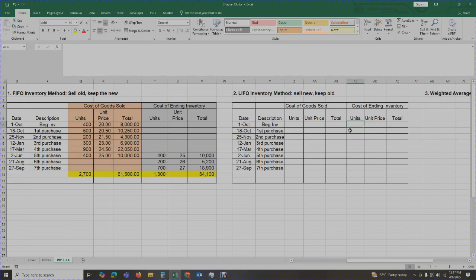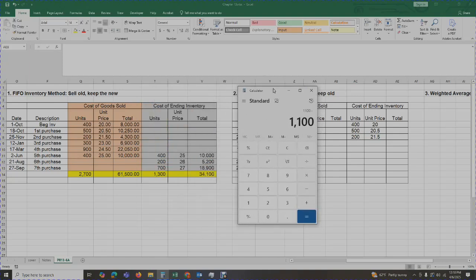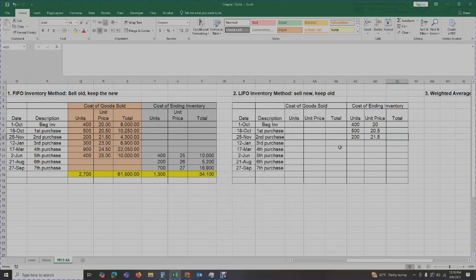So for my beginning inventory, I had 400 units at $20. Okay, that's 400. And then on my first purchase, I've got 500 units at $20.50. That takes me to 900. After that, I'm going to have 200 units at $21.50. So how many do I have there? I've got 400 plus 500 plus 200. That's 1,100. I need to reach 1,300. So I still need 200 more units to go.